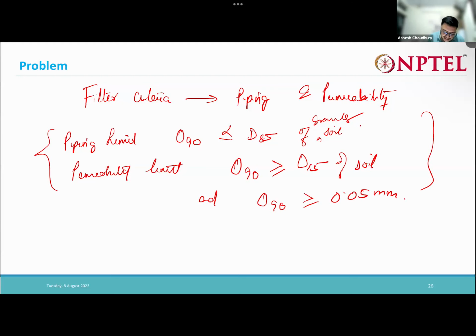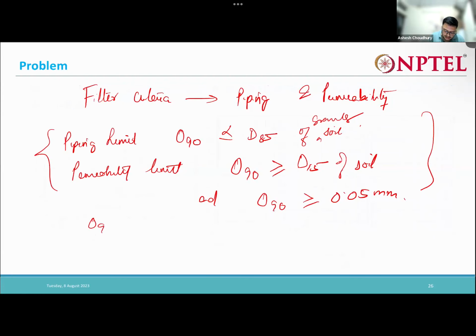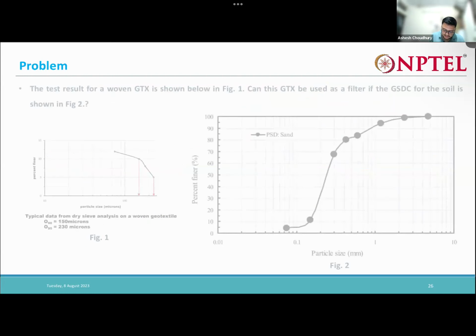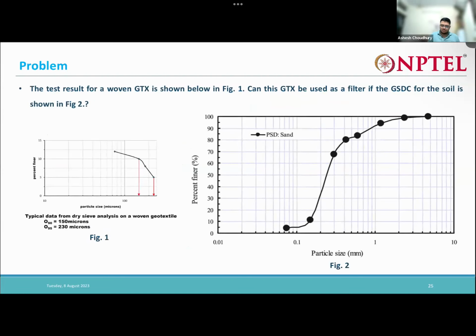So what is the O90? O90 is 150 microns here, or 0.15 mm, and O95 is 230 microns, or 0.23 mm. All right. Now let us find out the D85 of the soil.